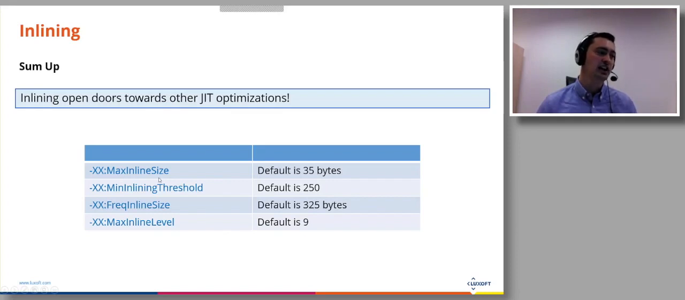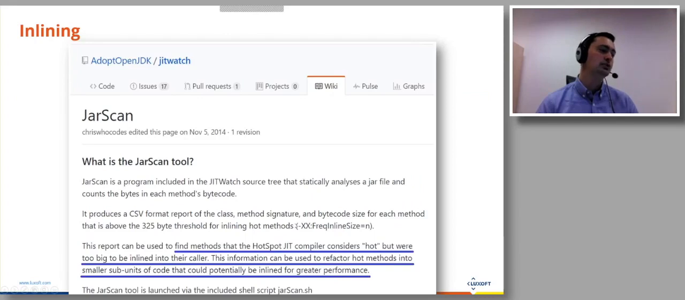Actually, this max inline size is a bit confusing. It's not quite the max inline size. The max inline size is this one, the frequent inline size, which says all the hot methods, the frequently called methods, are inlined if they are less than 325 bytes. And the last one in here is the max inline level, which defaults to 9. To test the method size, there is a quite handy tool named jarscan, which allows you to spot all the methods that are over that inlining threshold and to refactor them in your application.